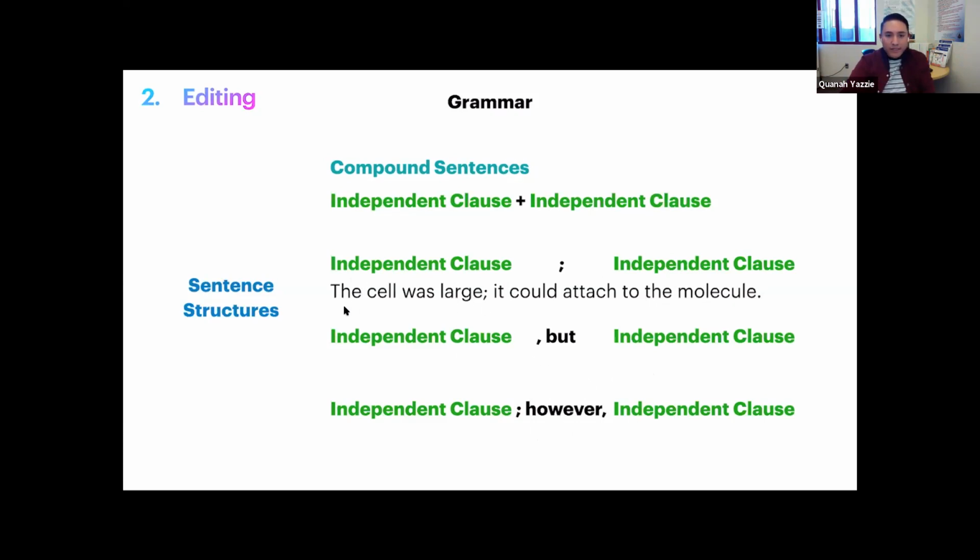Here we have "the cell was large," right? It's an independent clause. It's a complete sentence. It can be by itself. Here, it could attach to "the molecule." This is also a whole sentence itself. Sometimes this is separated by a period, but in some cases you can go even further and just separate with the semicolon to make this an even larger sentence here.